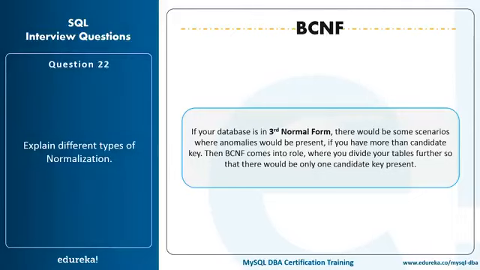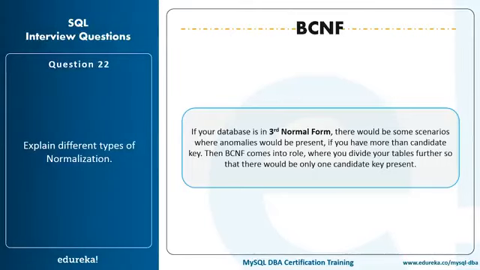So guys, these are the various types of normalization, that is 1NF, 2NF, 3NF, and BCNF. In 1NF, there are no repeating groups within the rows. In 2NF, every non-key column is dependent on the whole primary key. In 3NF, it is completely dependent on the primary key and no other non-key column values. And in BCNF, you have to make sure that there's only one candidate key present in the table. So guys, these were the different types of normalization that you need to understand.